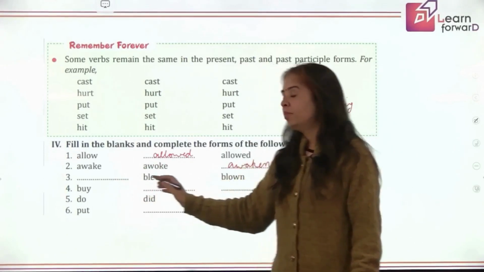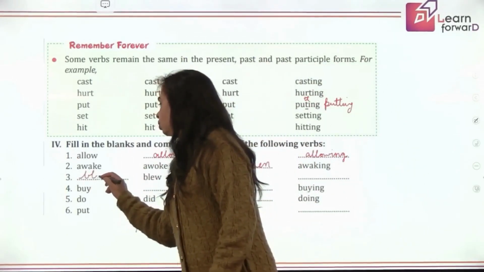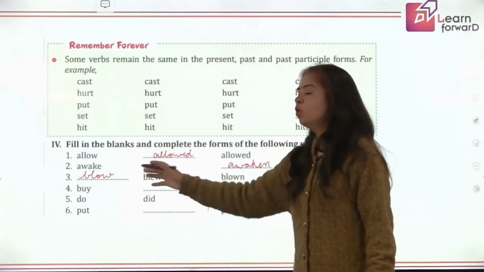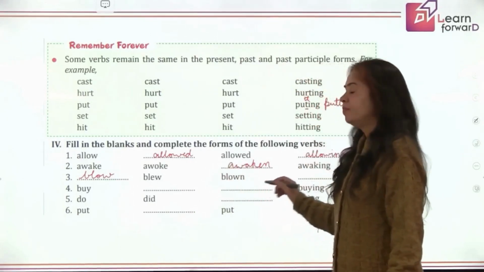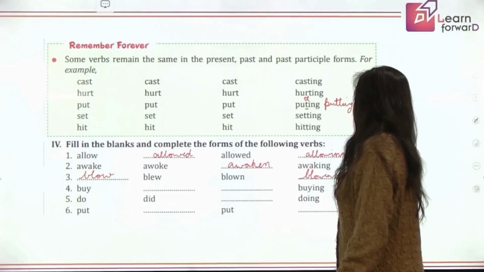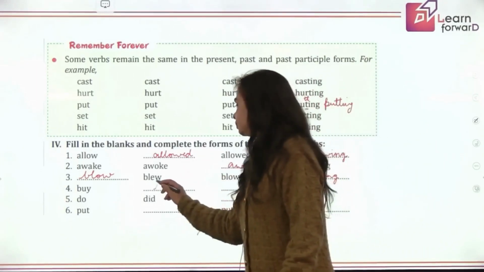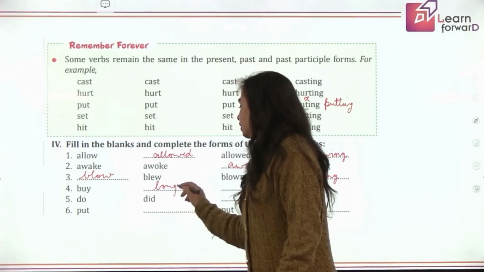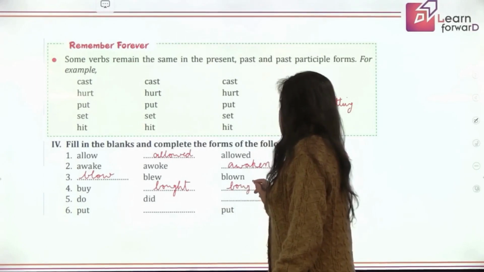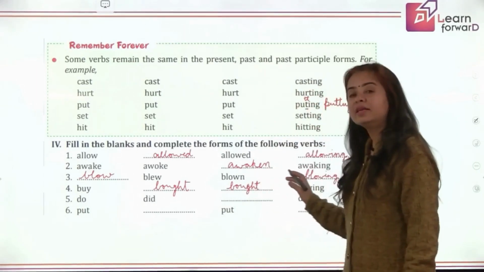What is it? Blew, blown? This is blow. Blow, like you blow the candles of your birthday. Blow, blew, blown, and this becomes present participle by adding ing. It is blowing. Next is buy. This is again irregular. Buy, bought. Very good. So you remember that from your past learning. Buy, bought, bought, and then it is buying.